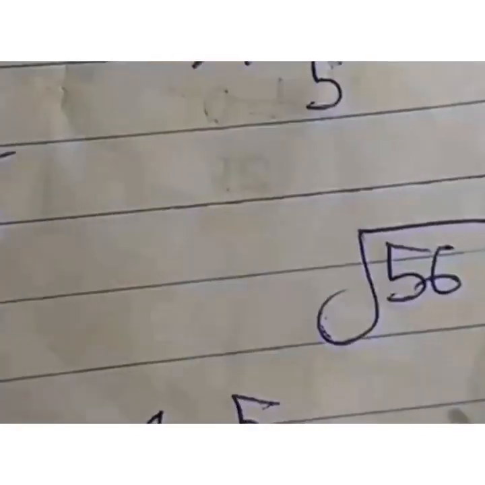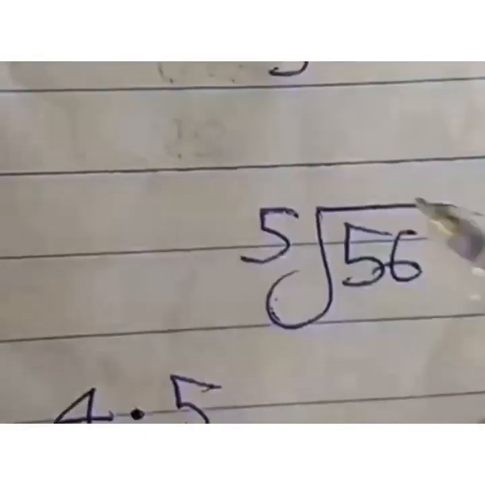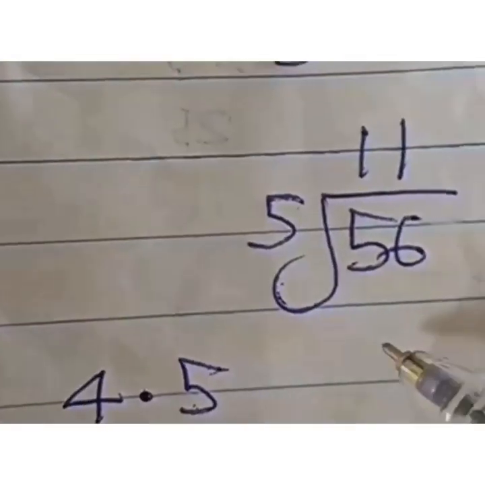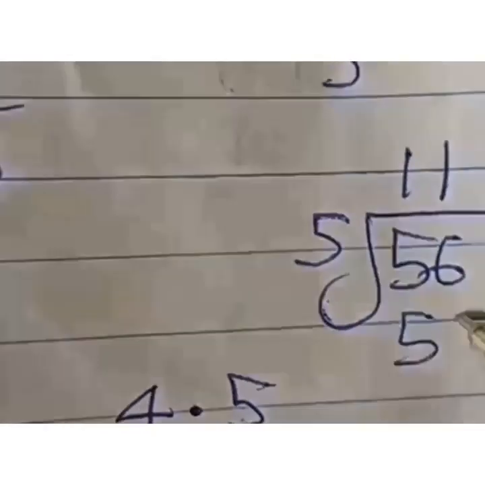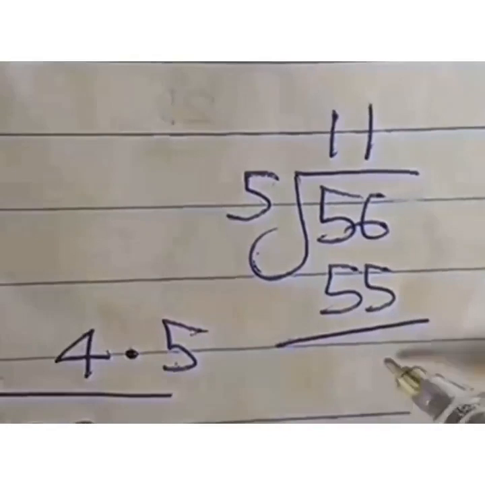56 goes inside, so we have our 5 outside. Now 5 will go into 56. How many times? Of course, it will be 11, because 11 times 5 will give us 55. Now by the time you take a subtraction, 56 minus 55, you have 1.